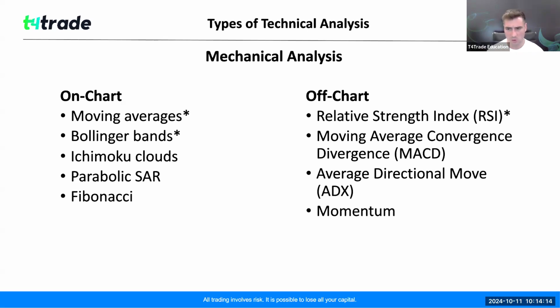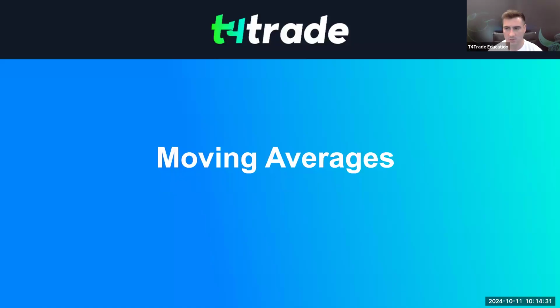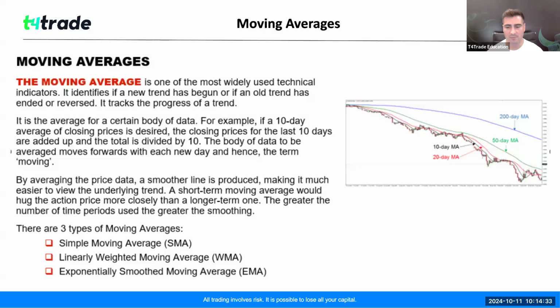chart. And on-chart indicators: moving averages, the topic of the day, Bollinger Bands, Ichimoku clouds, parabolic SAR, and Fibonacci go on top of price action. So they are overlays. Okay, so they go on top of price action. You will see a visual example pretty shortly. Okay, so the definition of mechanical moving averages.